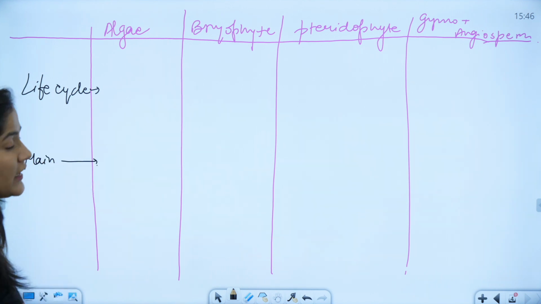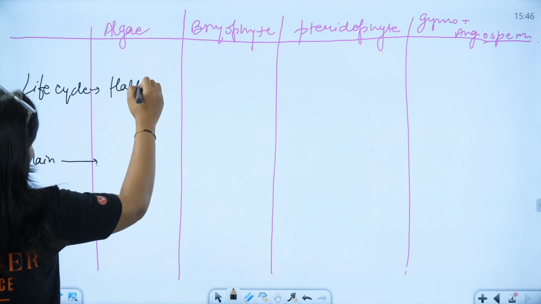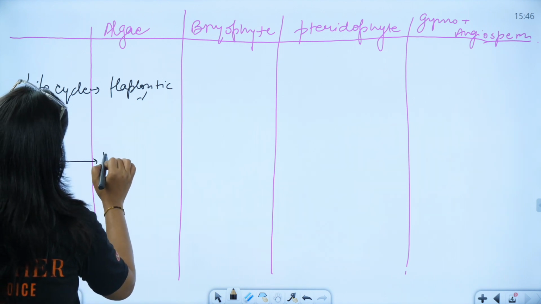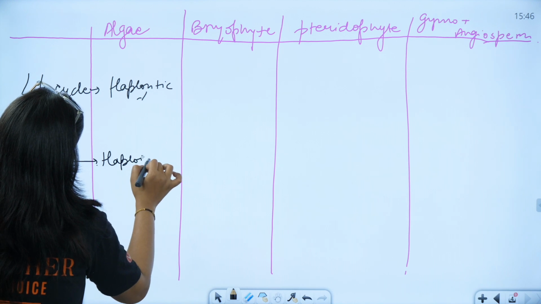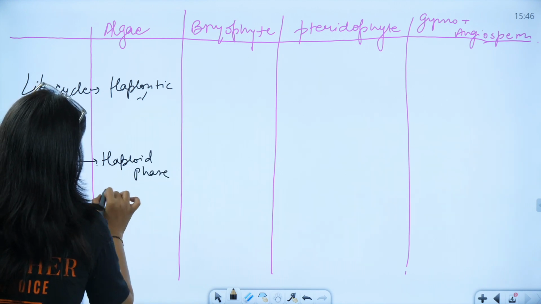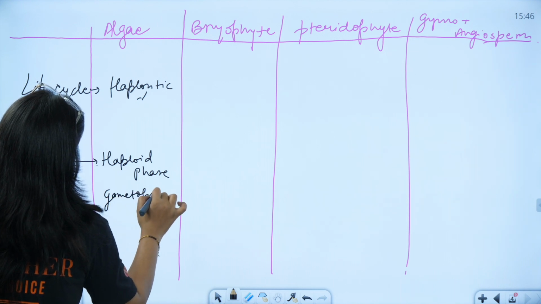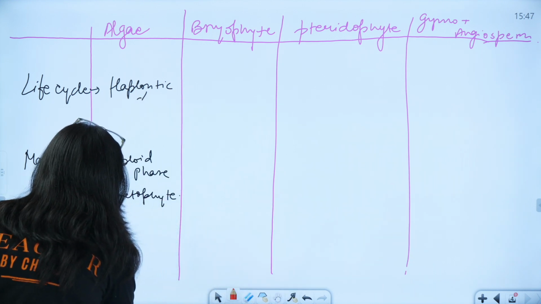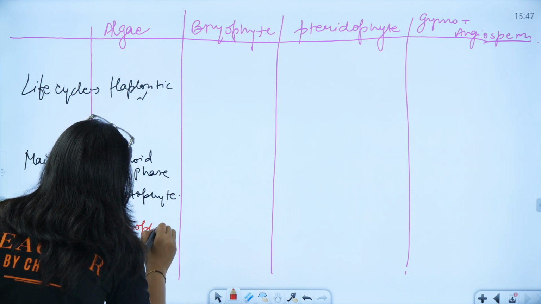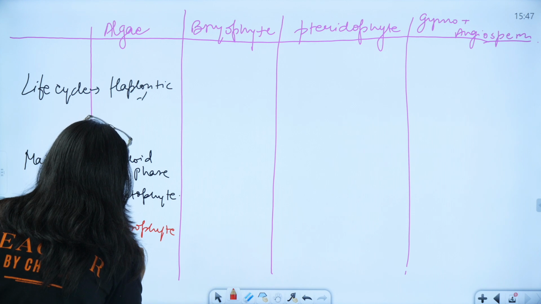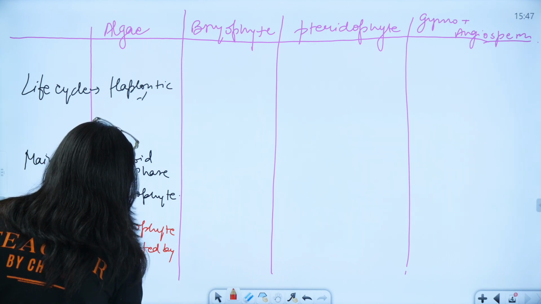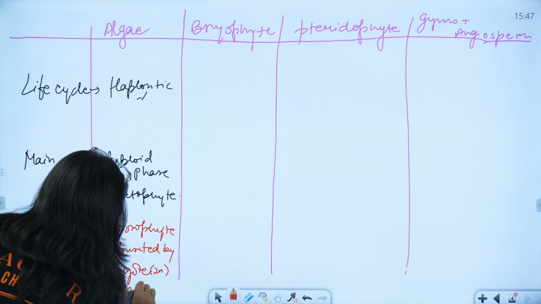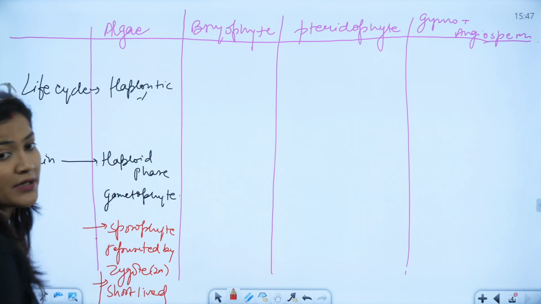Talking about the life cycle, in case of algae there is presence of haplontic life cycle. Along with this, the main plant body is the haploid phase, that is the gametophyte. And there is presence of a dependent sporophyte, represented by just the zygote, which is short-lived. That's it. I hope these points are clear to you guys.